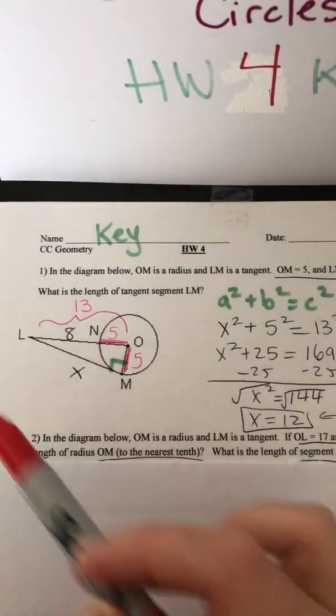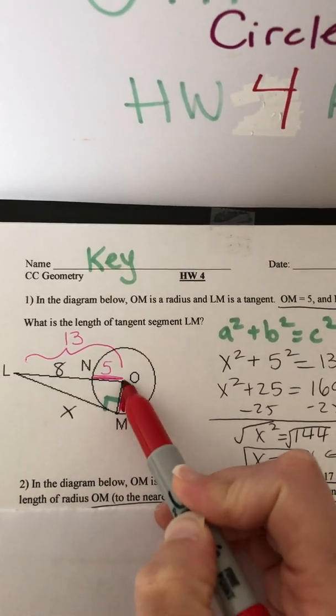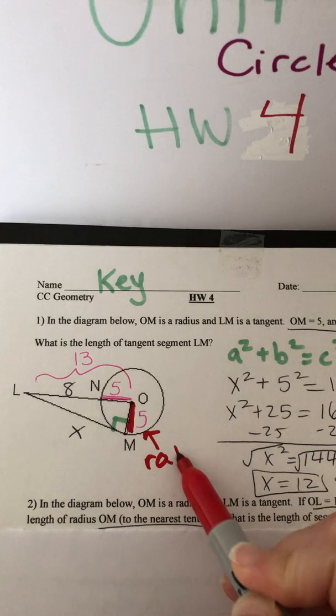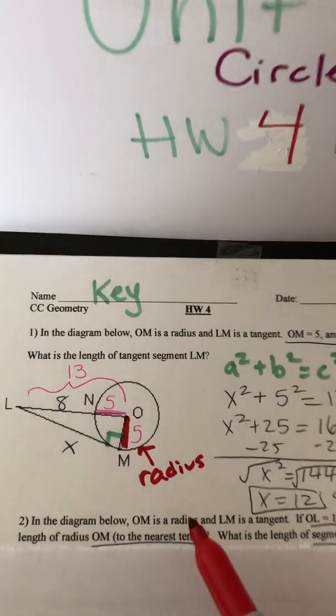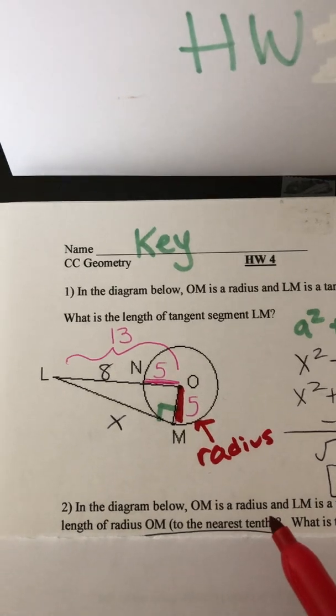So I'm going to go back over what I've already labeled here. O to M is 5. Well, what is that thing, OM? That's a radius. I like to do my radii in red, radius. It's a memory trick. If you want to use it, feel free.